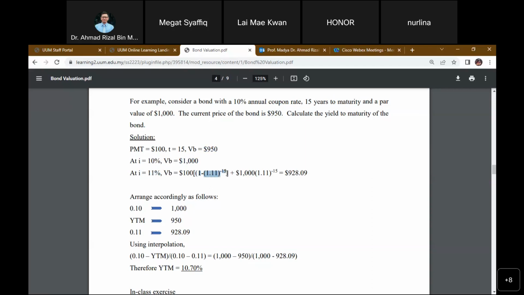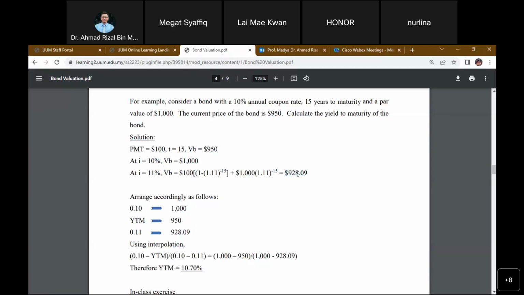This is not complete. Never mind. So you know that this is 1 minus 1.11 to the power of negative 15, divided by 0.11 first. So I missed this one inside here. Before you add 1,000 times 1.11 to the power of negative 15. And at 11%, the value is 928.09.